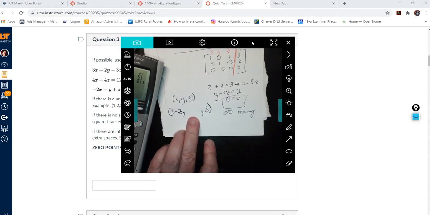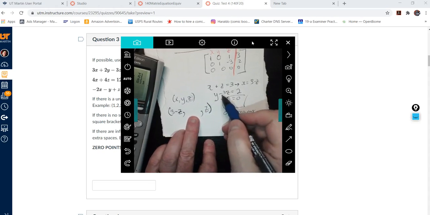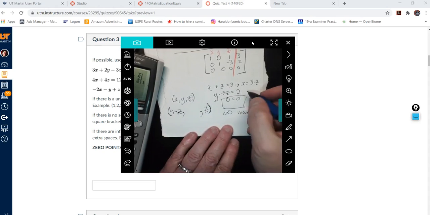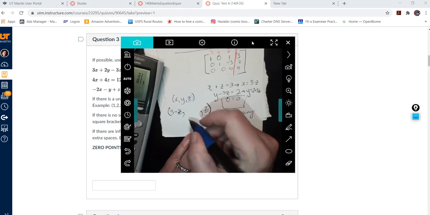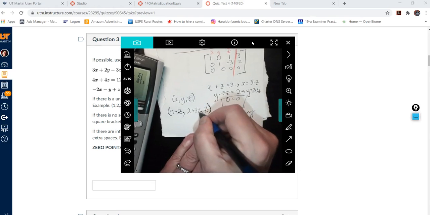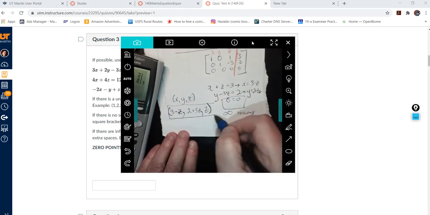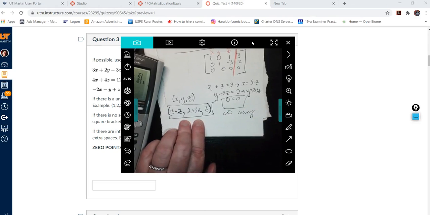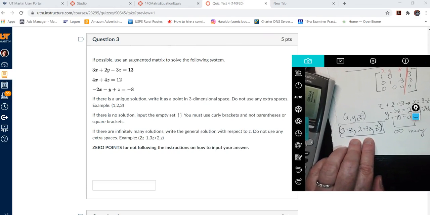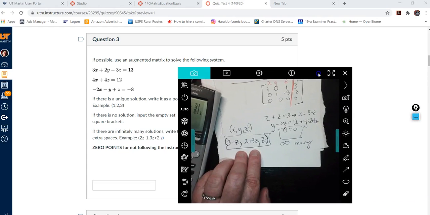And then what do I get for y? Well, I go to this equation and I add 3z to both sides, and that tells me y equals 2 plus 3z. So I'd have 2 plus 3z here. And I need to enter that as my answer. So it says, if there are infinitely many solutions, write the general solution with respect to z. Do not use any extra spaces.